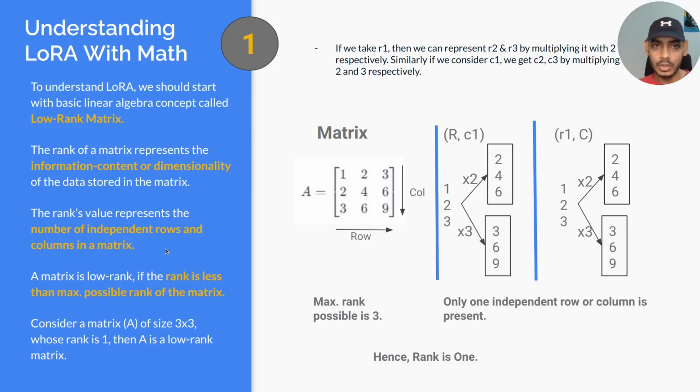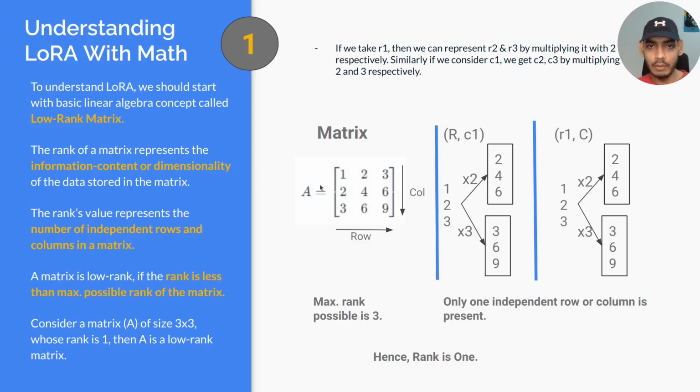Now, what does the rank represent, right? It is the number of independent rows or columns in a matrix. Okay, so you should understand this part, which is very important: the number of independent rows and columns in the matrix. That's when you come into a position called a low rank matrix. So if you see here, a matrix is low rank if the rank is less than the maximum possible rank of the matrix. Okay, let's understand this part first. Let's understand the number of independent rows and columns in a matrix.